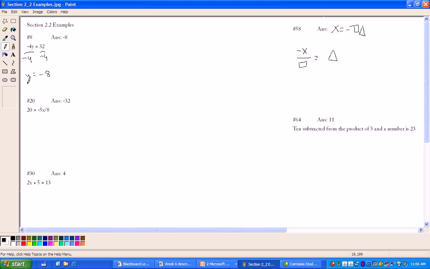This is our answer. And what do you know? The answer is equal to negative 8, so we're good. We can check our work, of course, by putting negative 8 into the equation and seeing if it is true.